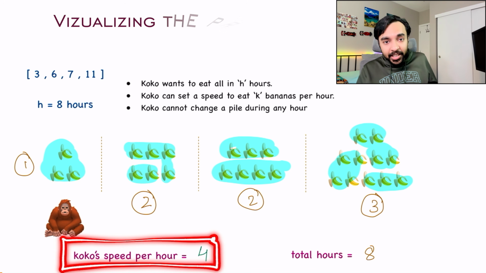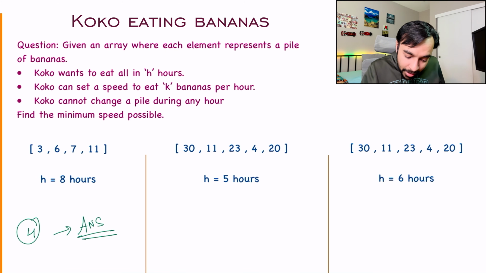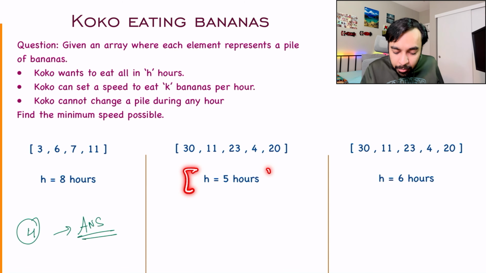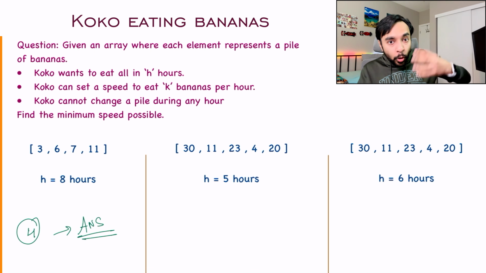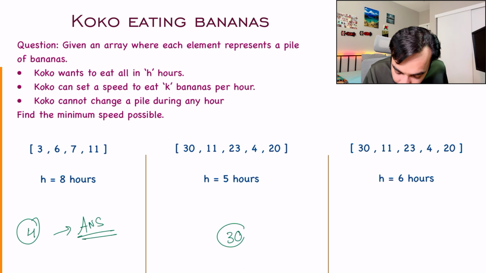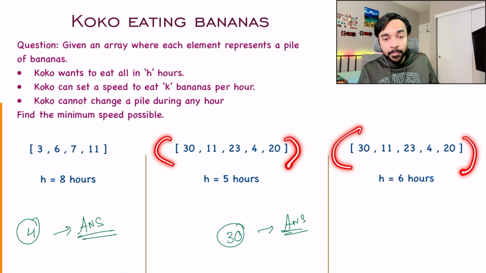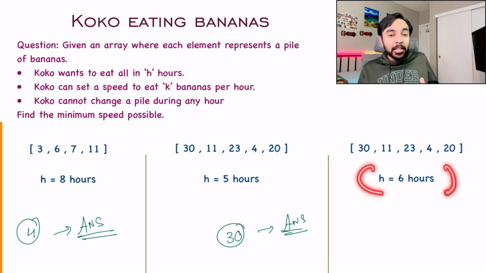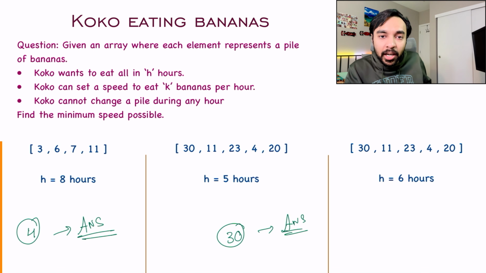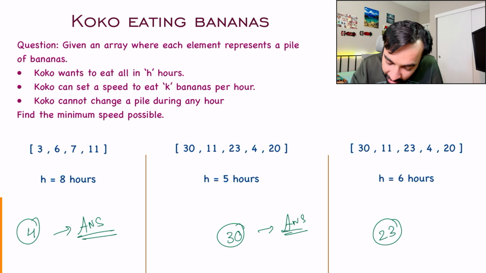Coming back to the problem now, if you notice, for the first test case, 4 was your answer. Similarly, for the second test case, my array has changed again, right? And the time available is only 5 hours. So Koko will have to eat at a higher speed, right? For this particular test case, 30 will be your answer. And if you notice, in the last test case, my array is the same as the second test case. But the time has increased. That means Koko has more time to eat all of the bananas. So naturally, the speed at which Koko should eat should decrease. For the last test case, in fact, 23 is your answer.